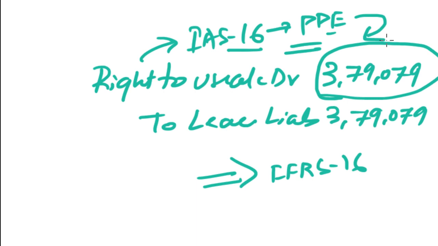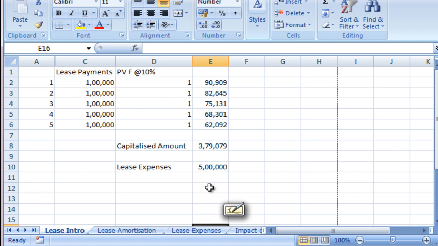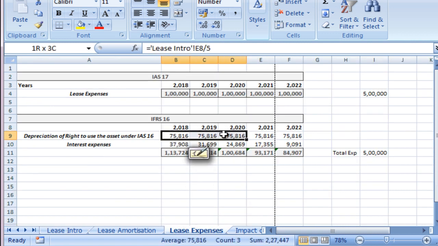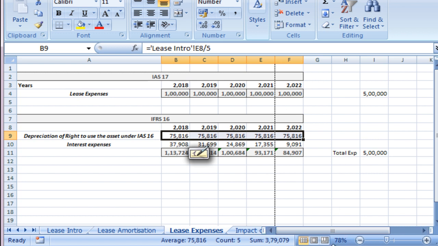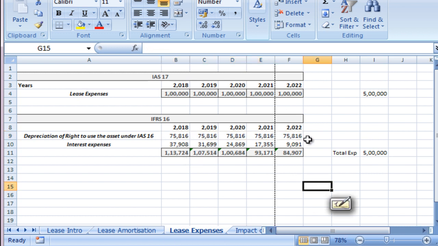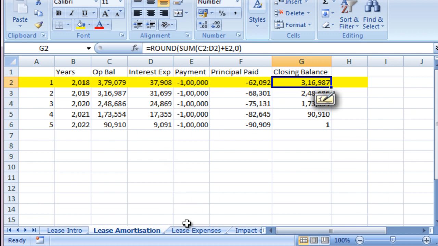So I need to depreciate 379079 over the course of 5 years. My depreciation expense is coming out to be 75816 per annum. If I total this, the total is coming out to be 379079. Now the second one is the interest expense. Interest expense is nothing but a finance cost that we need to charge. In year one the interest expense is coming out to be 37908. Second year it is 31699, and so on.